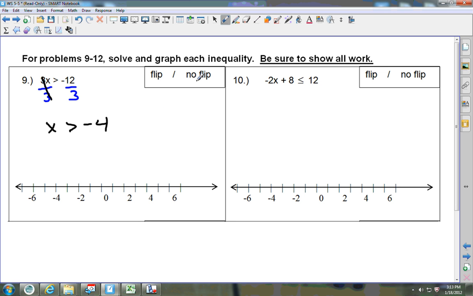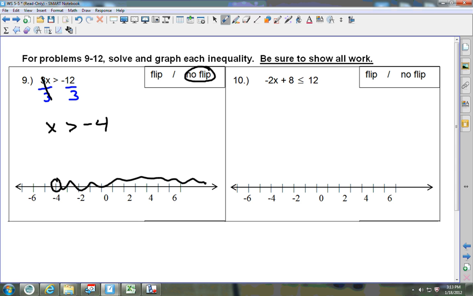Now, did I flip it? You did not flip the arrow at all. The only time you flip the arrow is when you multiply or divide by a negative. So in this case, I say no. So here, I go to negative 4. I put an open circle because it's not equal to, and I'm shading to the right because it is greater than.